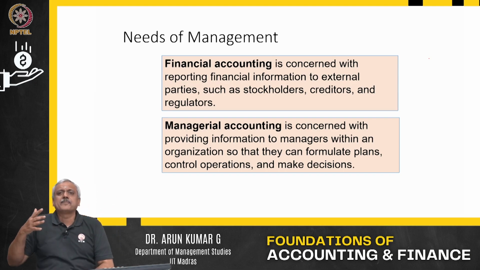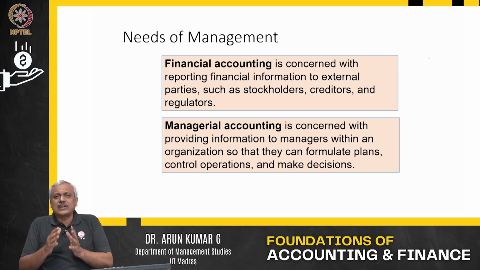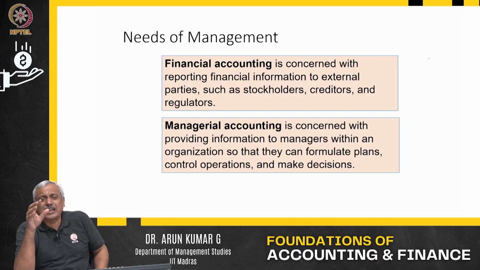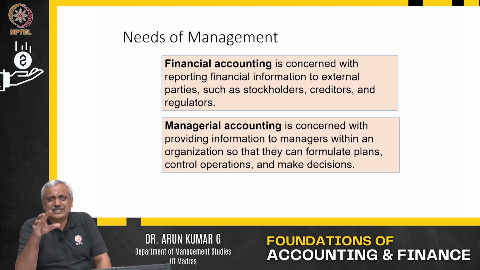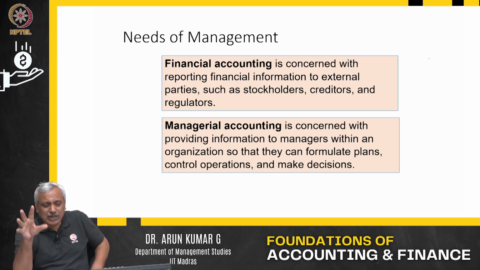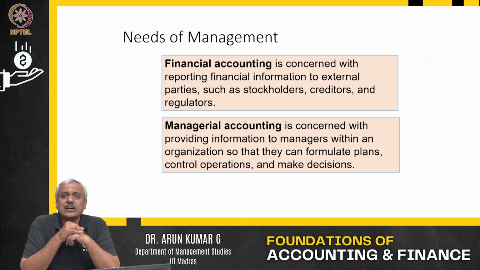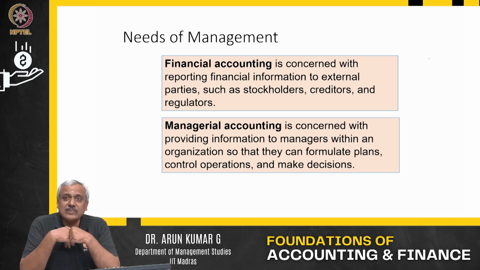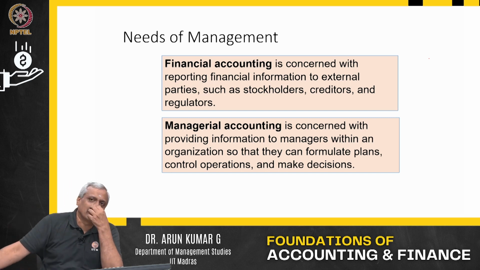Let me repeat. Management accounting is concerned with providing the required information for the managers of the company to make decisions, whether top management or middle management, to formulate plans, and to create control systems. So that is internal to the company, whereas financial accounting is external to the company. Where can I see this management accounting information?